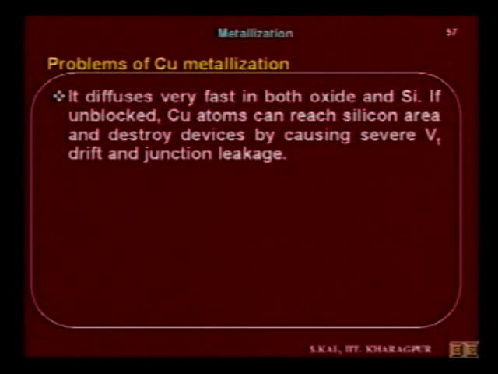If it diffuses, then what will happen in the case of the gate region? If copper metal diffuses through oxide and again diffuses into the silicon, then threshold voltage adjustment is very difficult. It changes the threshold voltage VT, and if it changes, then the performance of the circuit will be deteriorating, isn't it? And in the case of source and drain, if you use copper metallization, it can introduce junction leakage current, because copper diffusion into silicon increases junction leakage.